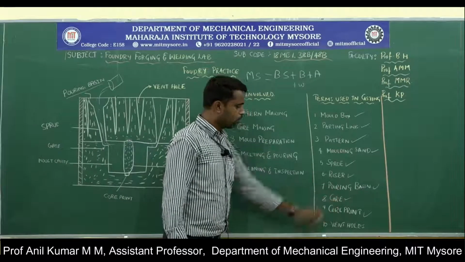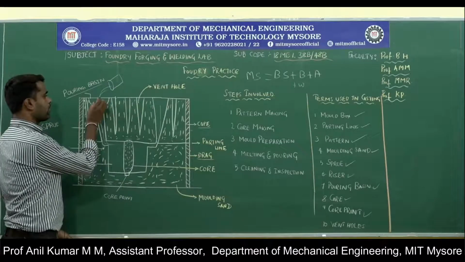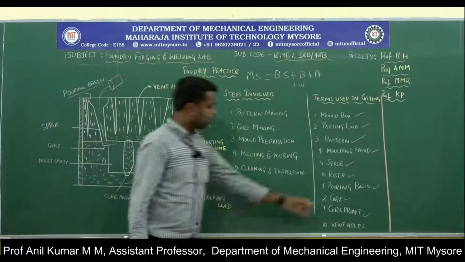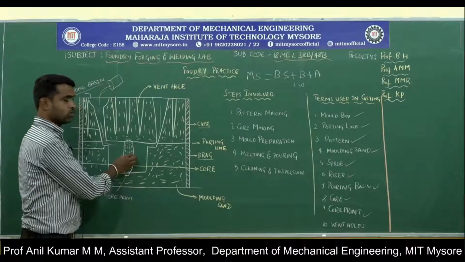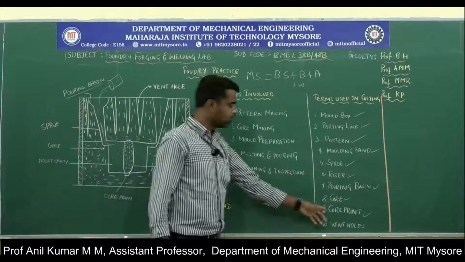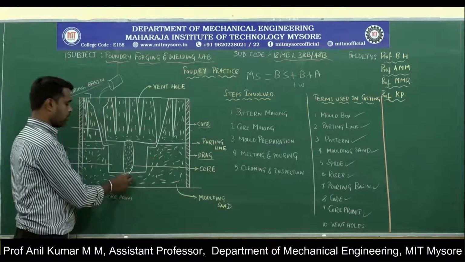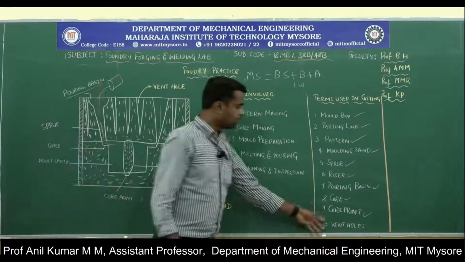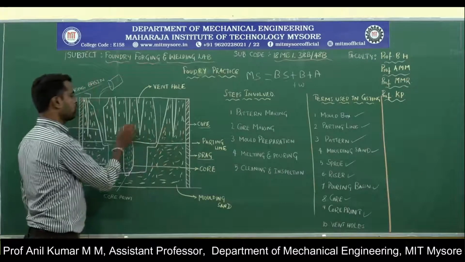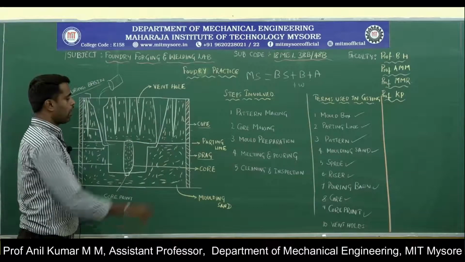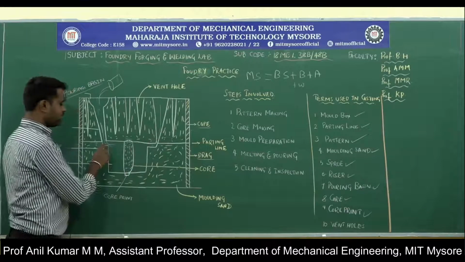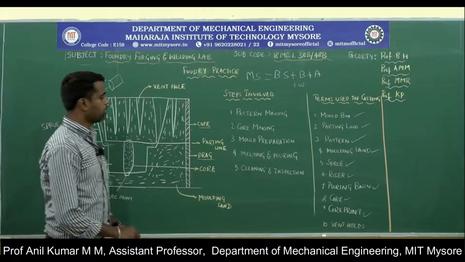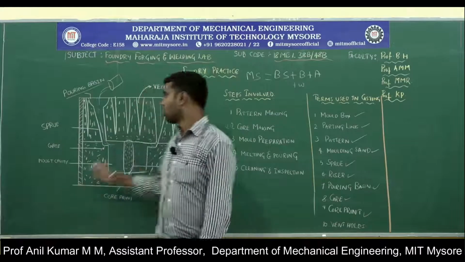Then the pouring basin is a funnel-shaped cavity provided at the top of the sprue. In that you can pour the molten metal into the mold. And then the core is a preformed sand mass. It is used to prepare the hollow cavities in the casting. Core print is a small projection provided in the mold to easily locate the core inside the mold cavity. Then vent holes are small holes provided in the mold to let hot gases and air escape from the mold. And then the gate is the shortest passage through which the molten metal enters the mold cavity. These are the terms used in the casting process.